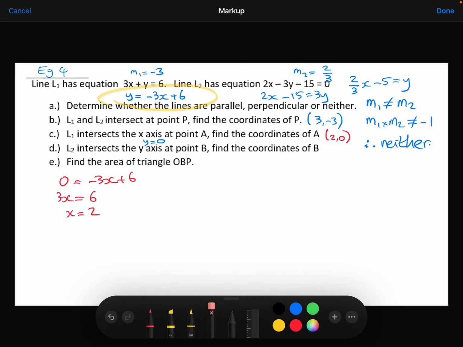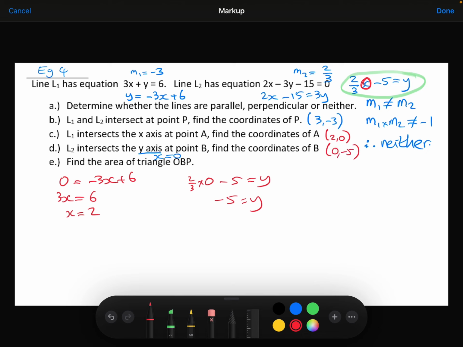Then part D of the question says that L2, which is this one, intersects the y-axis at point B. Now I know intersecting the y-axis is when x is 0. So if I substituted 0 in here, I get 2/3 times 0 minus 5, so minus 5. So point B is 0, minus 5.